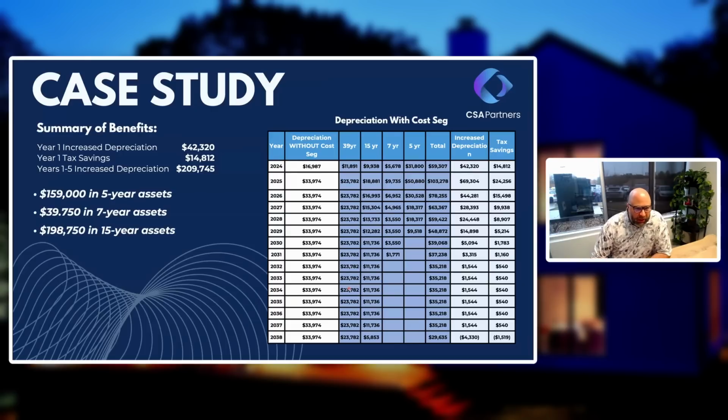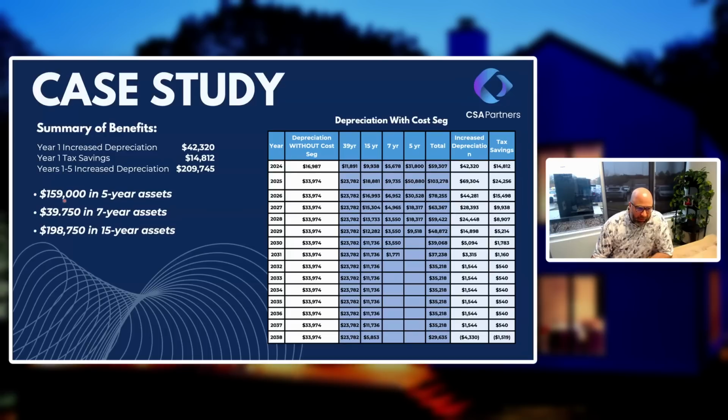And here's what the depreciation schedule looks like. So over here on the left-hand side, this is your depreciation without cost segregation. So if we take that 1.325 building value, the purchase price minus the land, that's our depreciable basis. If we take that 1.325, divide it by 39 years, essentially you're going to get a $33,000 write-off every year for the next 39 years, which again, that's a great write-off, but I want a bigger deduction at a faster rate. So because of that, I did a cost seg study.